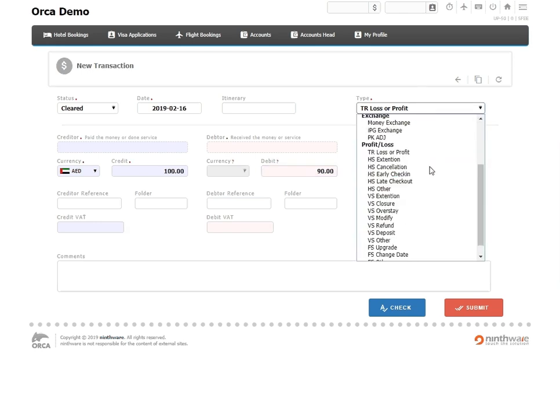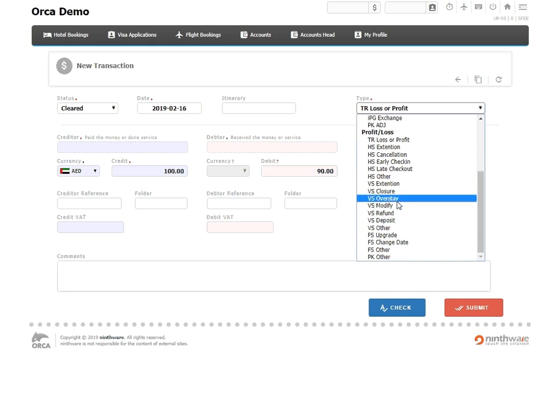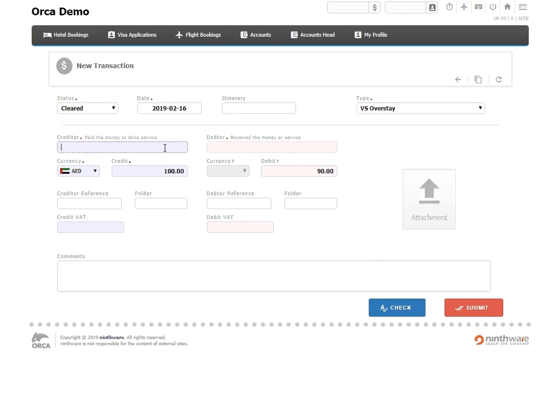Another type is, for example, you are doing some transaction related to visa, but it's not refund, not deposit, not modify, not overstay, or even overstay. Your supplier charged you, for example, 5,600 for the overstay, but you will charge your client 6,000, for example. The system will automatically put the difference, that is 400, in your profit.